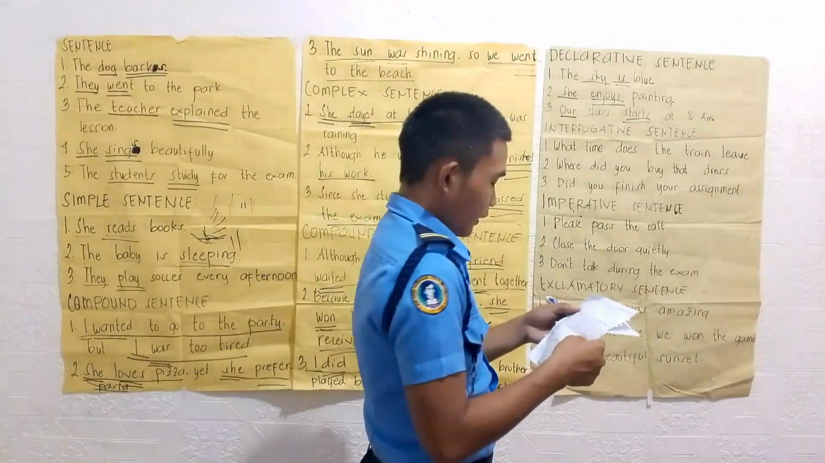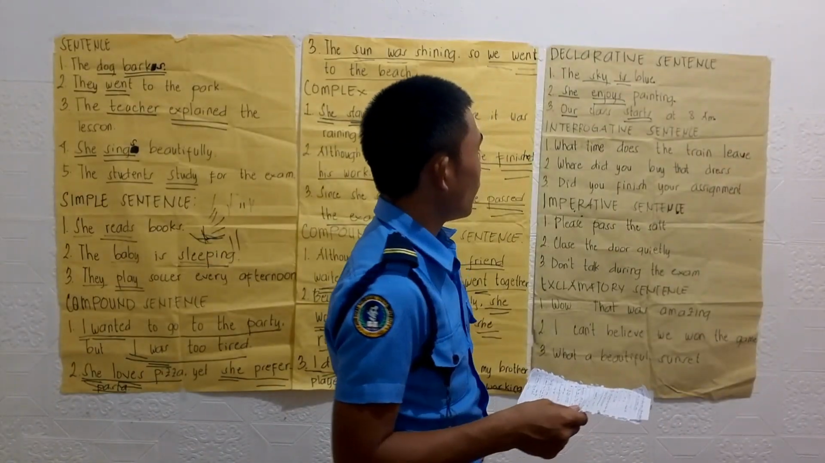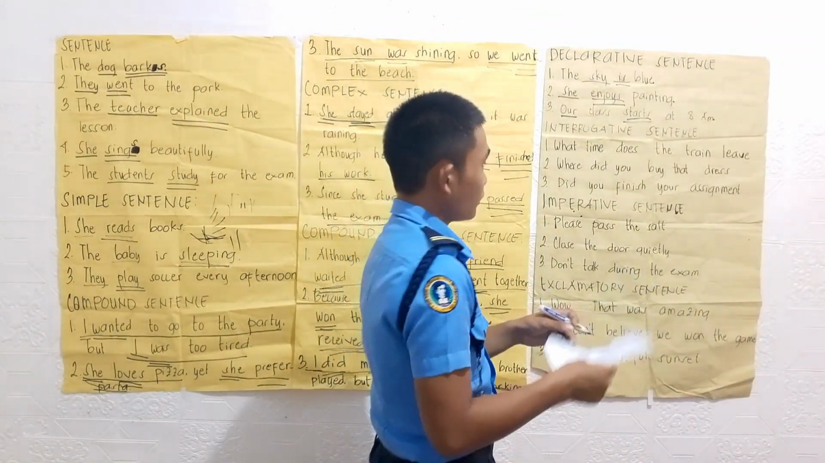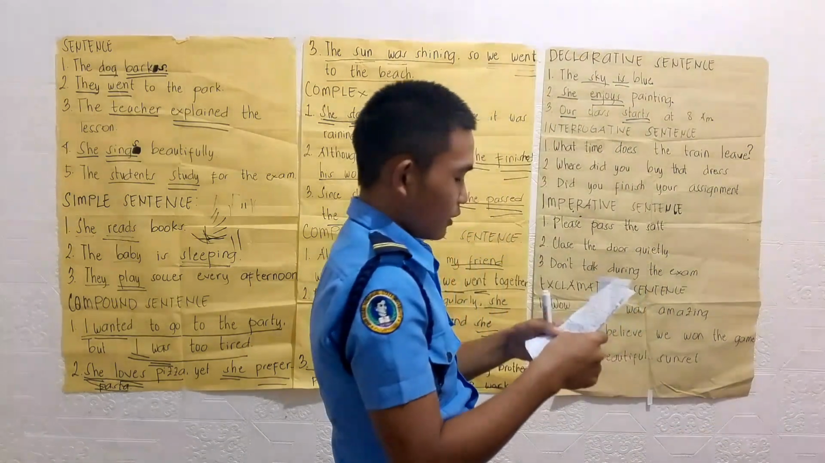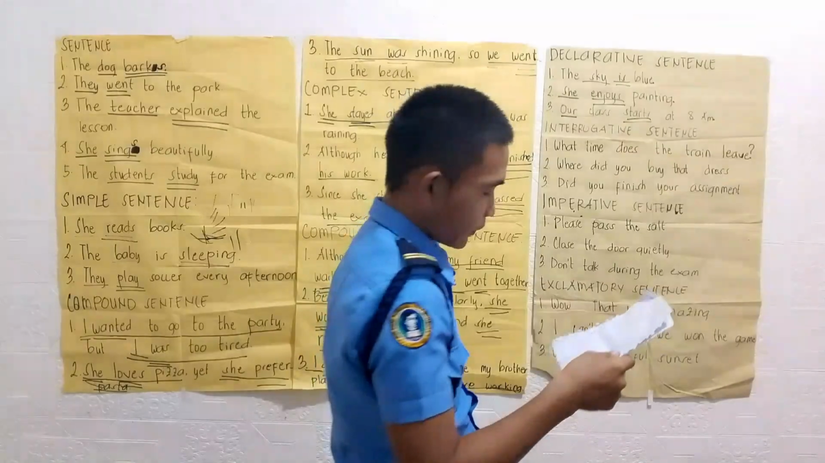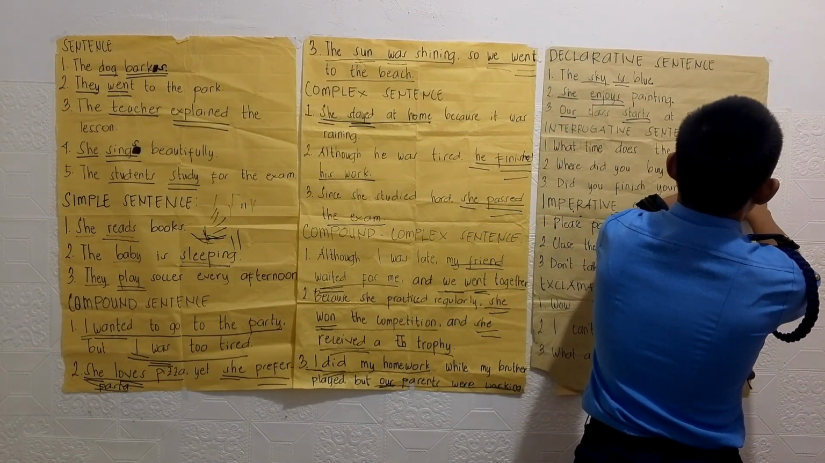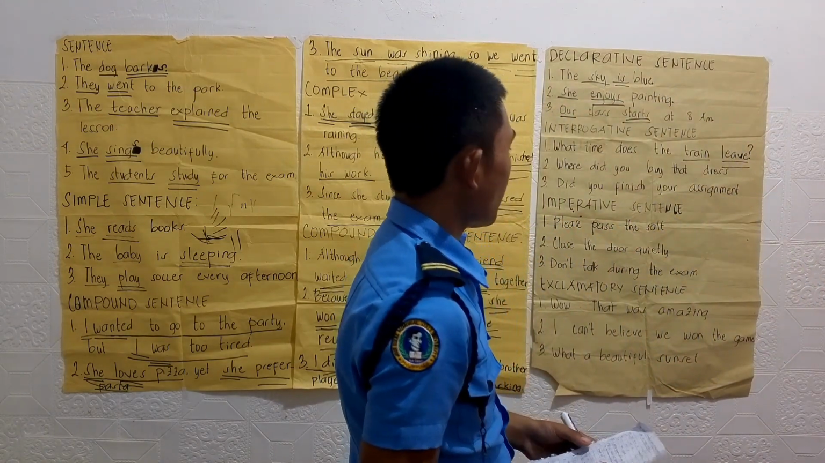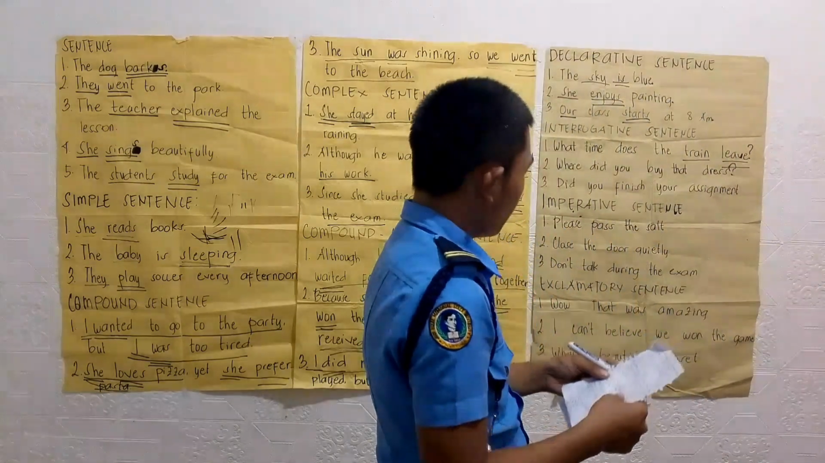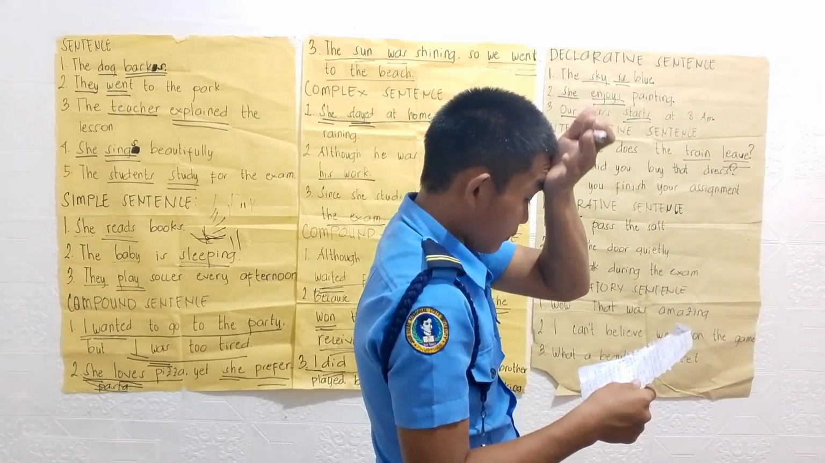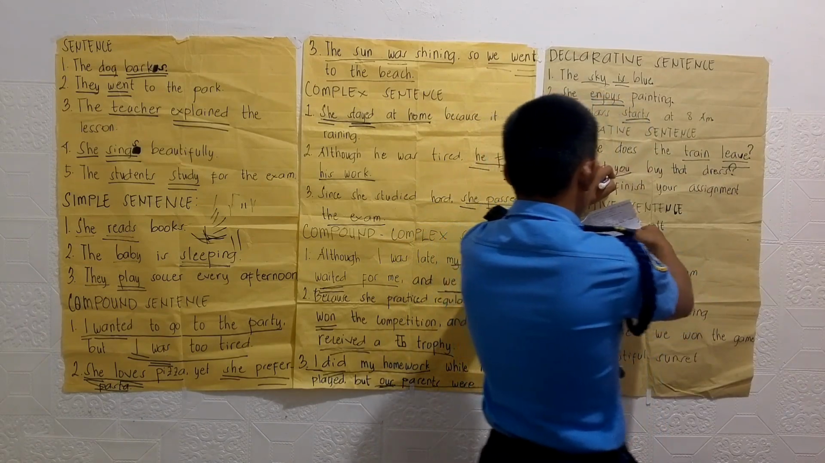Next, interrogative sentence. This is asking a question. So, number one, what time does the train leave? So, we're going to use a question mark. And we need to identify our subject and our verb. Our subject is train, and our verb is leave. So, next, where did you buy that dress? So, again, let's use a question mark, and we need to identify our subject and our verb. Our subject is you, and our verb is buy.